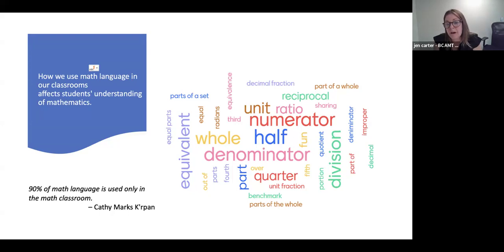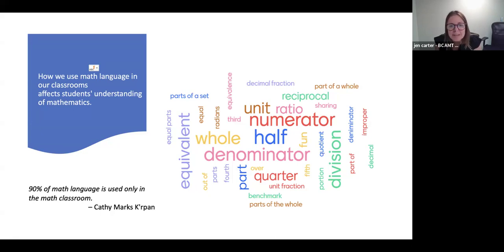And that's where our jobs come in, when we need to be explicit, explicitly teaching something, helping kids gain that language and then making that connection to either the visuals, but also the symbolic piece. Kathy Marks Carpan had said, in one of her resources, that 90% of math language is used only in the math classroom.